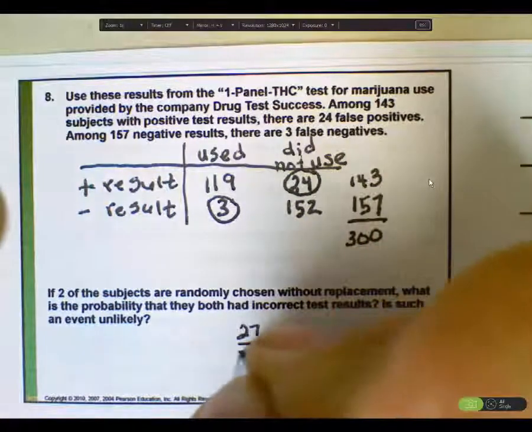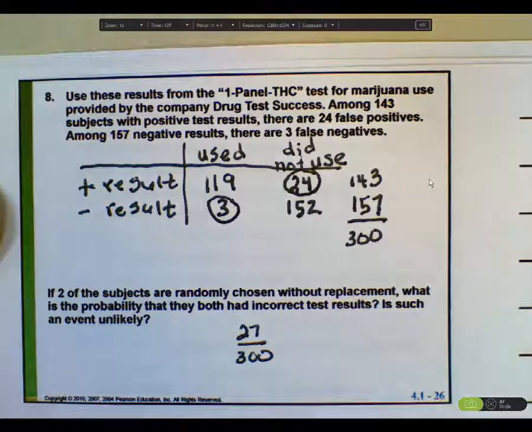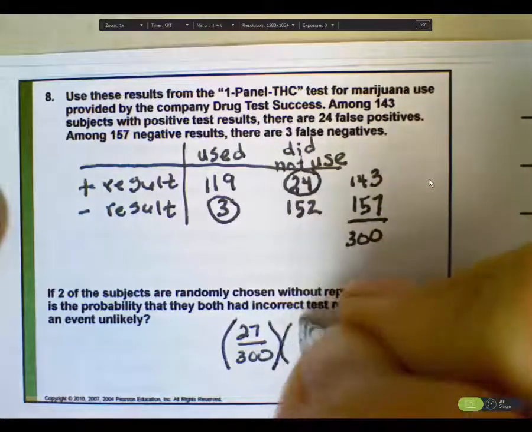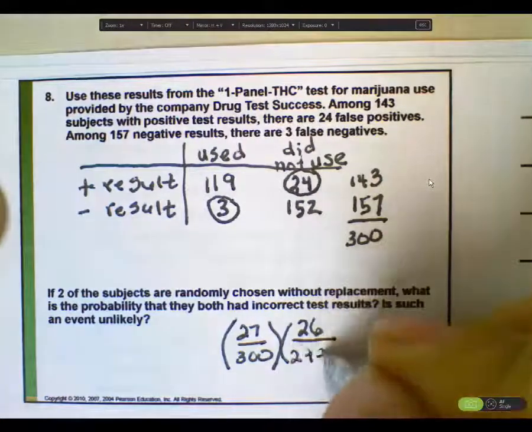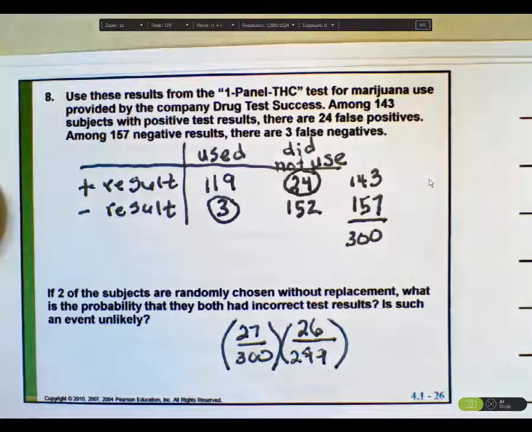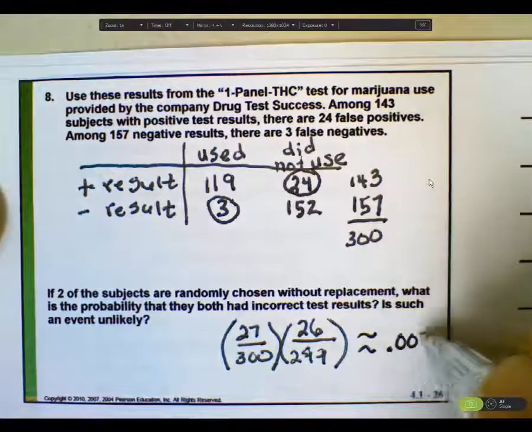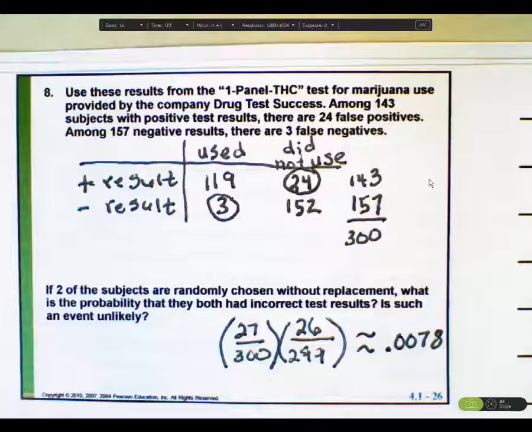27 out of 300 would be the probability that the first person had the incorrect results. And if we didn't put that person back, then there would be 26 people left with incorrect results out of 299 total people. And I've already entered that on my calculator. It's 0.0078. So there's less than a 1% chance that if we drew out 2 people, they both had incorrect results.